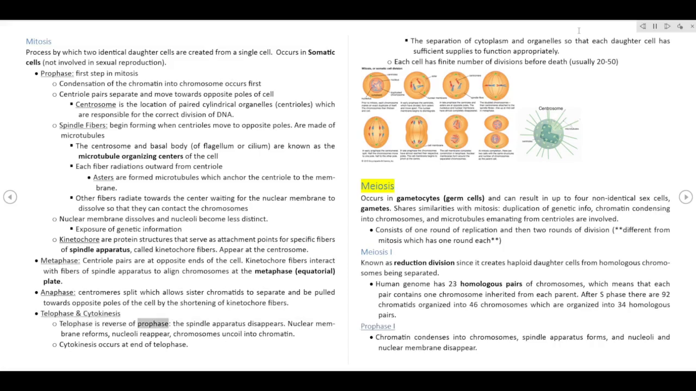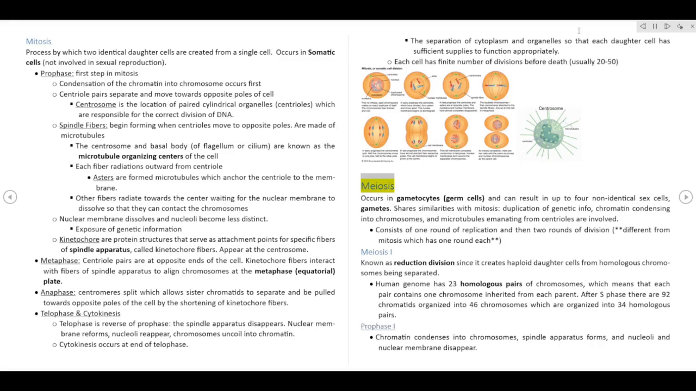Telophase is the reverse of prophase: the spindle apparatus disappears. The nuclear membrane reforms, nucleoli reappear, and chromosomes uncoil into chromatin. Cytokinesis occurs at the end of telophase. It is the separation of cytoplasm and organelles so that each daughter cell has sufficient supplies to function appropriately. Each cell has a finite number of divisions before death, usually 20 to 50.